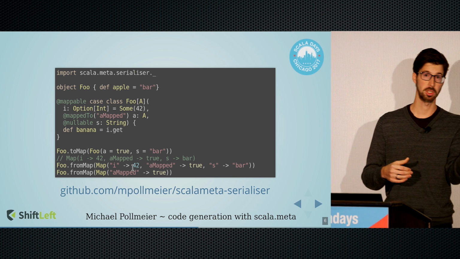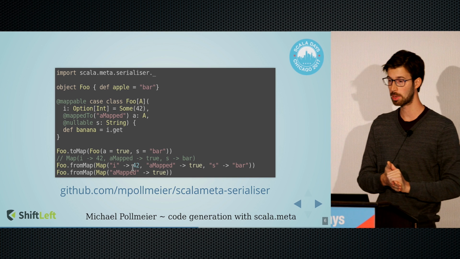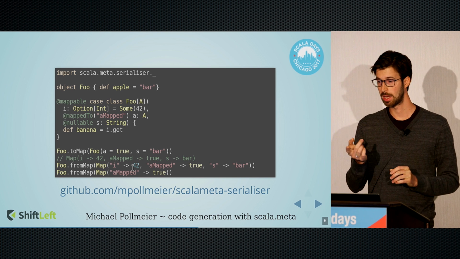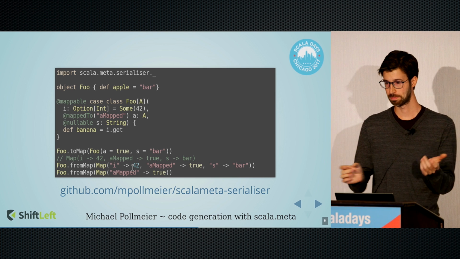So if you have some 42, then it becomes 42. If you have none, then it becomes null in the map, in the resulting map. It supports default parameters. So here I is an optional int with the default value. So by default it's 42.